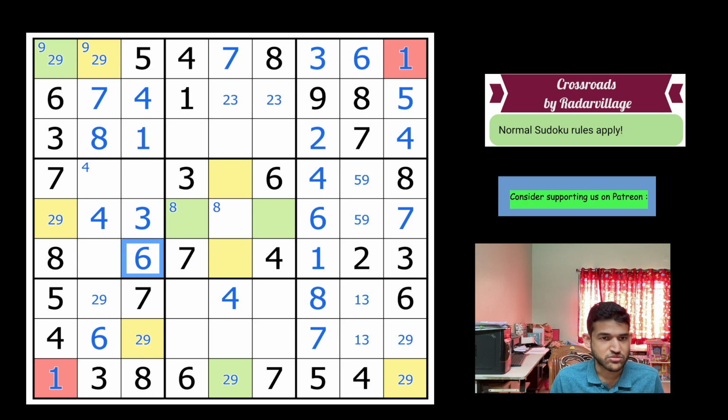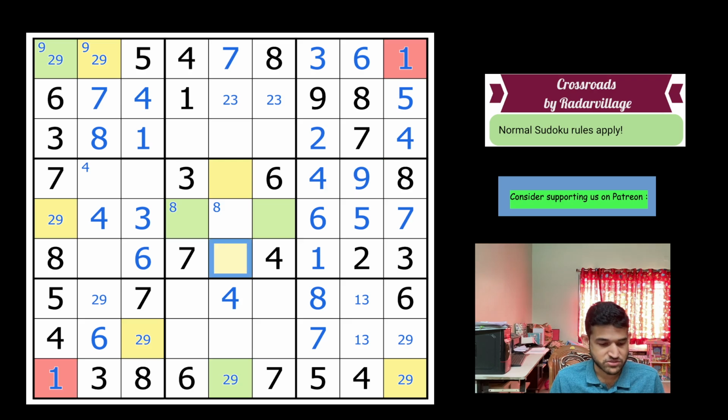Okay, now you can do some fancy stuff. You have a 2, 9 here, and green is also a 2, 9. So which means we have a hidden pair in these 3 cells, which has to take the digits 2 and 9. This is not a 9 anymore. 5, 9.